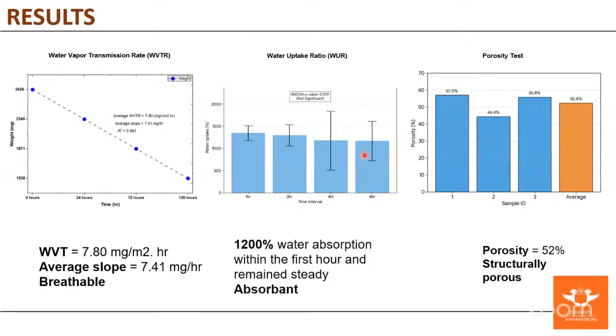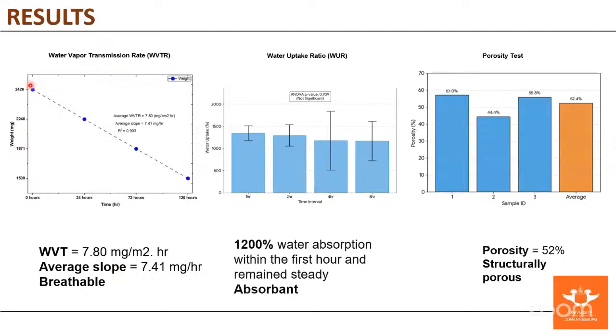Our water management studies results through water vapor transmission rate, water uptake ratio, as well as porosity test. Starting with water vapor transmission rate, we had a transmission rate of 7.80 milligram per meter squared per hour. Now, this is slightly below what we expected to get with this type of material. However, looking at the average slope, this is where our good news is.